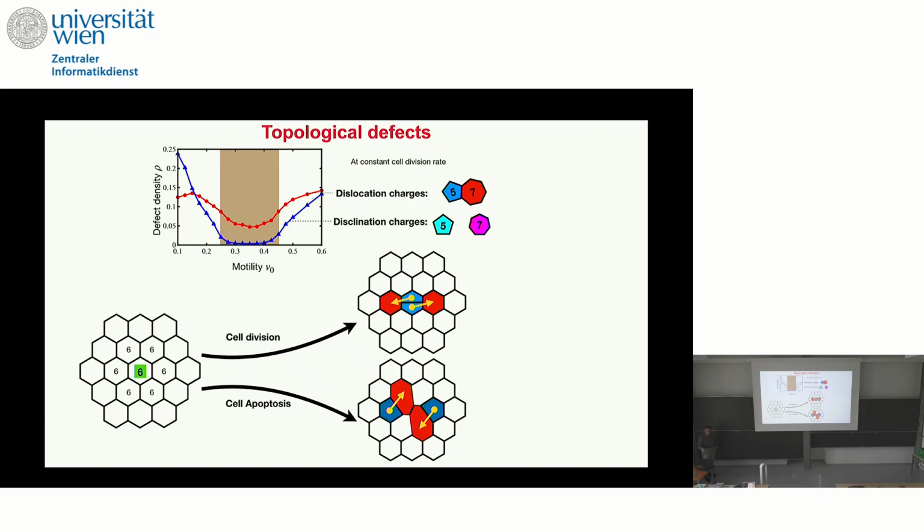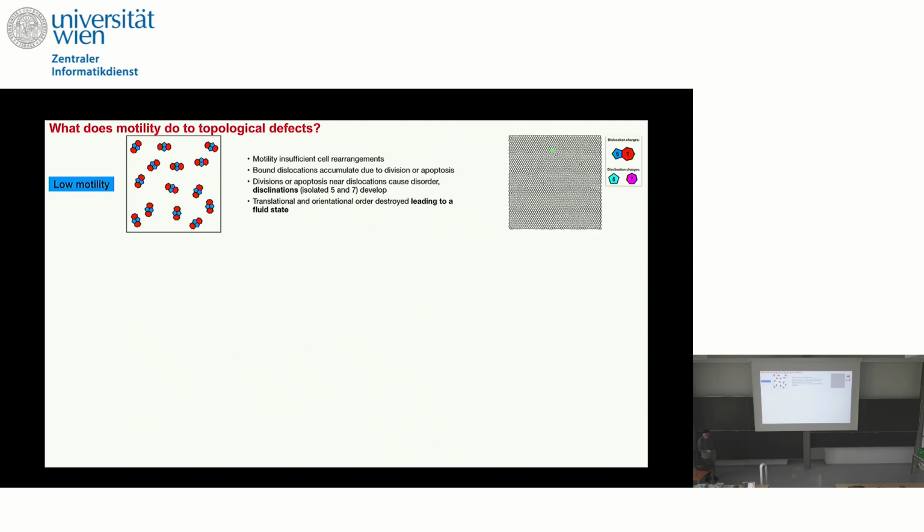So I know I'm running out of time, but here is a very simple cartoon of how to think of what cell division and cell death do to generate these defects. They both generate these pairs of dislocations, two fives and two sevens that are tightly bound together right after these events. And the question is, what happens if you put on motility, you put on a temperature in these generated defects? So when motility is low, cell division will generate these kind of four clusters. But then when you have a low motility, they're really not enough to rearrange anything in the system. So things are just stuck.